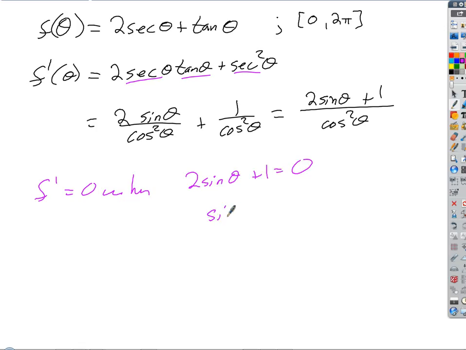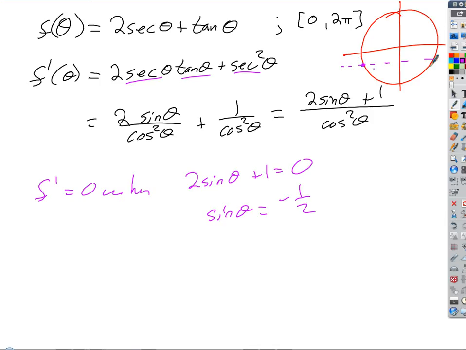which is when sine theta ends up equaling what? Negative 1/2, if I isolate the sine theta. So that's just a unit circle issue, right? On the unit circle, from 0 to 2 pi, where is sine theta equal to negative 1/2? Negative root 3 over 2. So there's negative 1/2. Sine is a y value, isn't it? Right? So it's going to be right there and right there, right? Everybody agree?